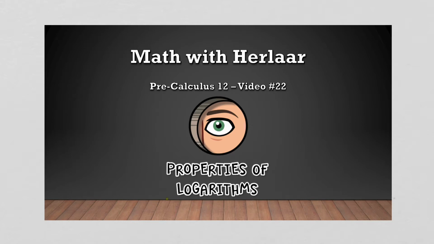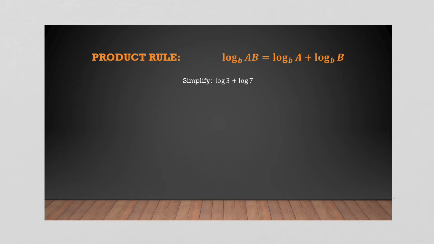So similar to our exponential rules, we have a bunch of rules for logs. Let's start. The first rule is the product rule, and it tells us this: the log base b of a times b is equal to the log base b of a plus the log base b of b. So you can see here we have an example.